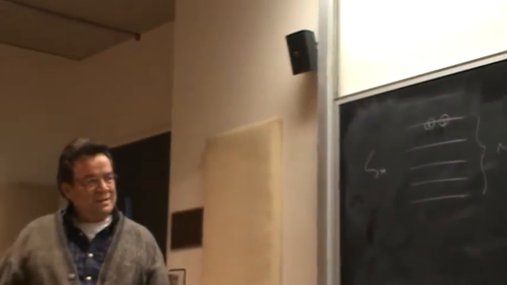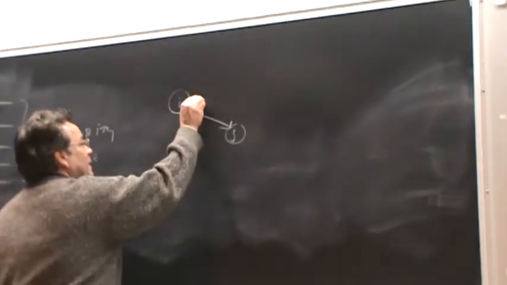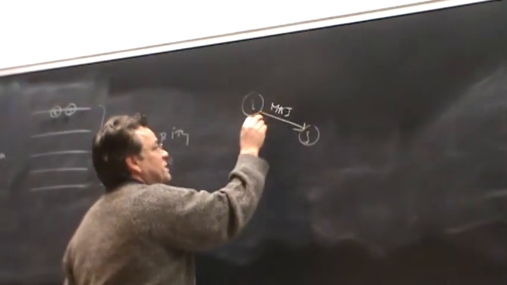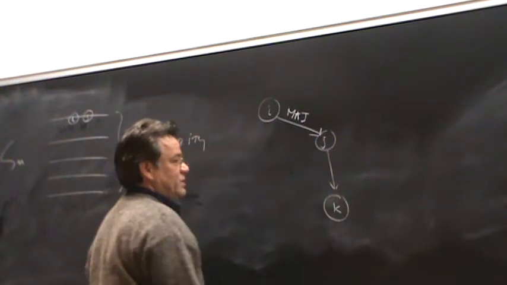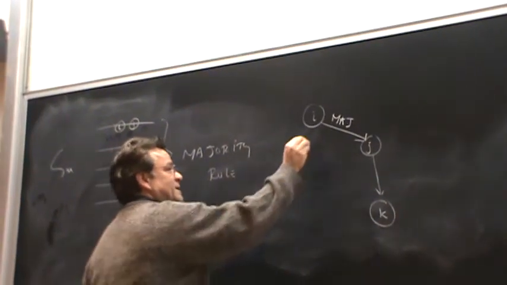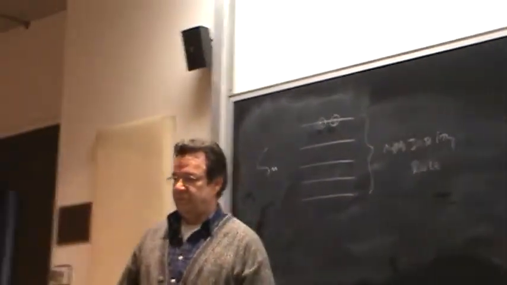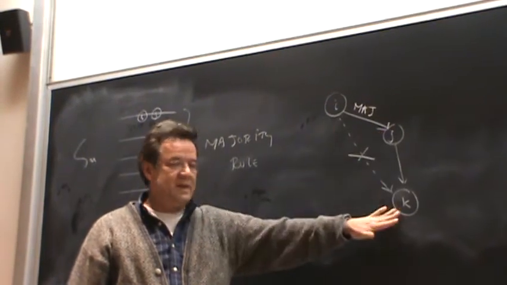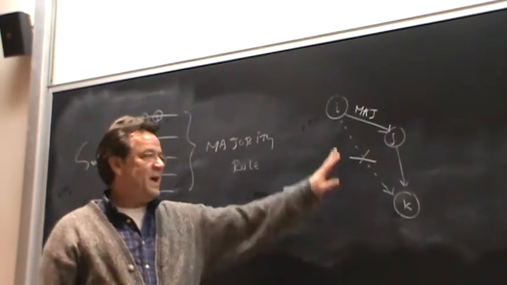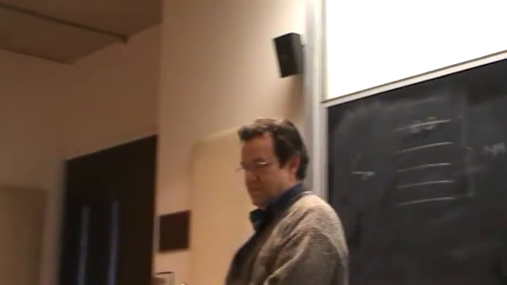So 230 years ago, there was this guy called Marquis de Condorcet, and he noticed that it could happen that the majority prefer i to j, the majority prefer j to k, but this is not the case for i and k. i is preferred to j by majority, j is preferred to k by majority, but i is not preferred to k. That's called the intransitivity of the majority.